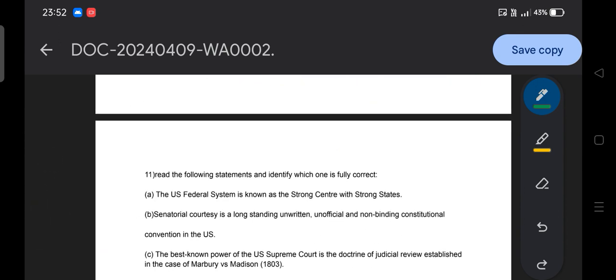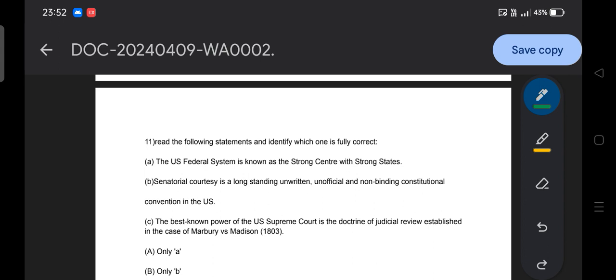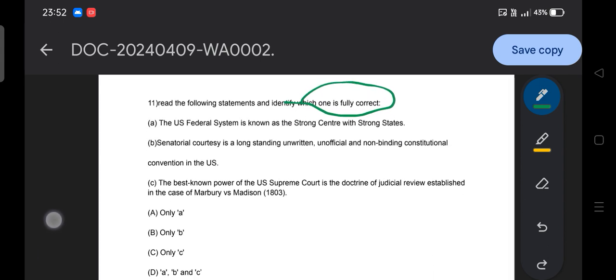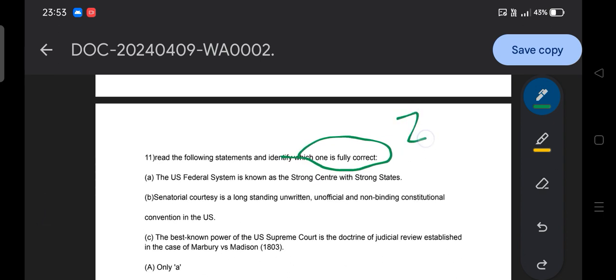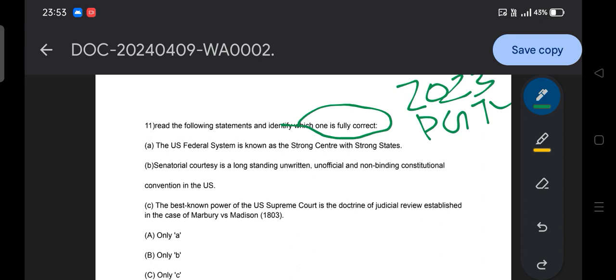Moving to the next question. Identify the statement that is fully correct. As much as I remember, this is from the 2023 PGT paper. Okay, so it is a PGT paper 2023.